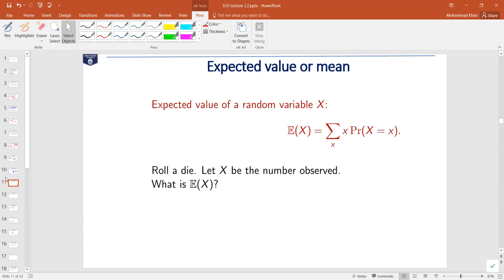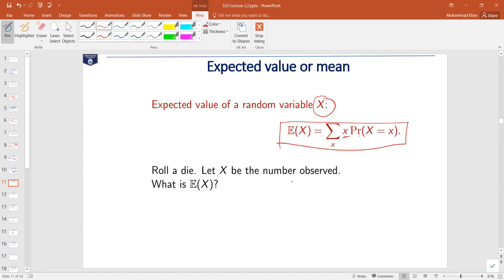Now we'll talk about expected values or mean. Again, this is defined for a random variable. So we are trying to understand a random variable. The expected value or mean of a random variable is defined using this formula. It is the summation of the values of the random variable multiplied by their probabilities.